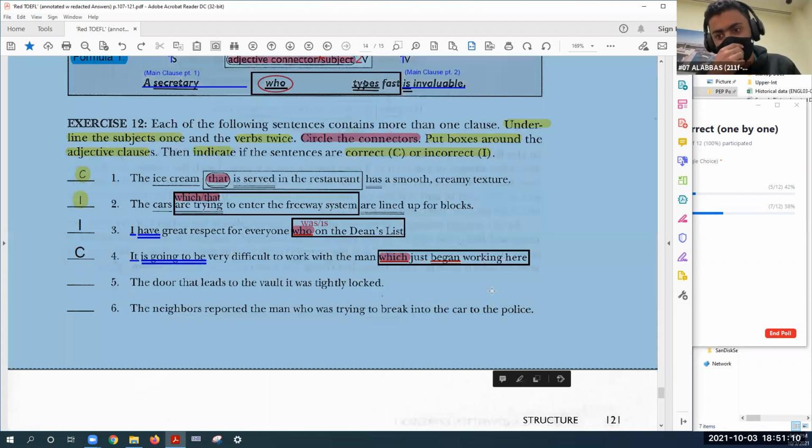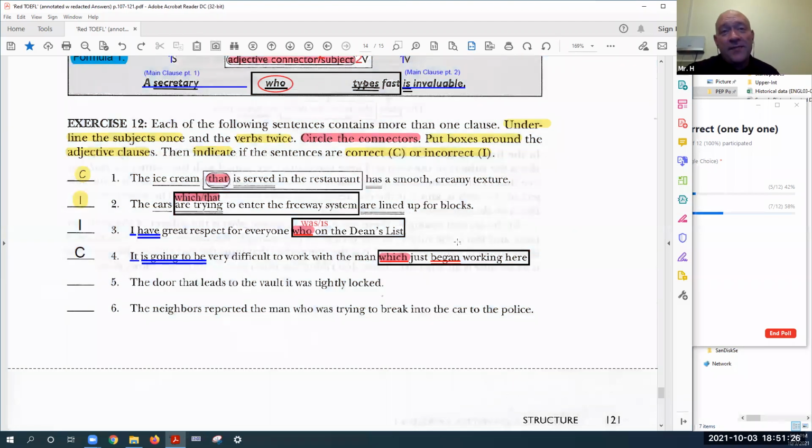Oh my God. You know what? I lost marks on the TOEFL. I think it's who just began working here. Oh, you got it. Well done. Yes, you deserve 530. Yes, that's right.